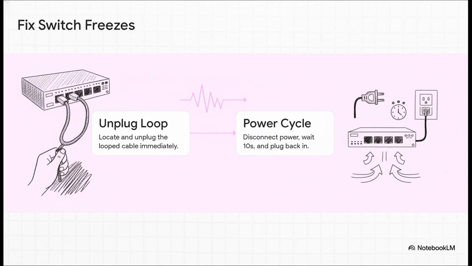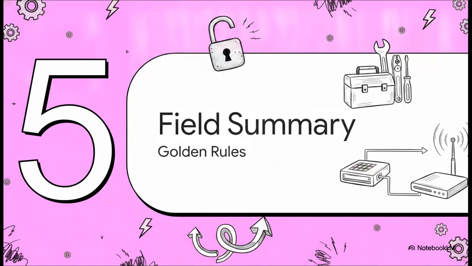Step 1, inspect the switch, find that looped cable connecting the switch to itself, and unplug it immediately. Step 2, you absolutely must perform a power cycle. Disconnect the switch's power cable entirely, wait a full 10 seconds, count them out, and then plug it back in. Why? Because just pulling the network cable isn't enough. The power cycle is what actually clears the frozen memory cache, resets those ports, and allows clean data traffic to finally be restored.